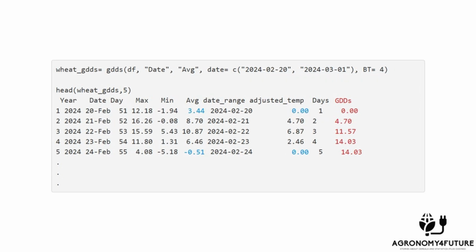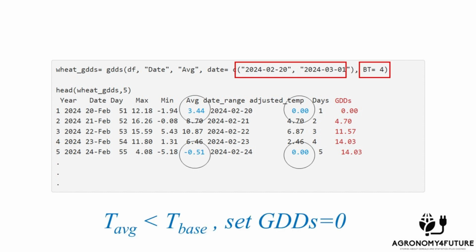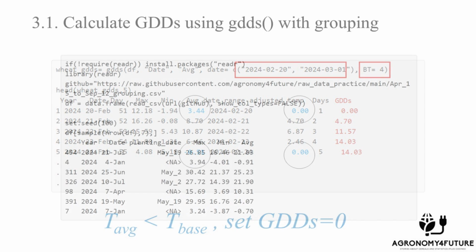To see this more clearly, let's calculate growing degree days in the wintertime. Suppose I'm growing winter wheat, and I want to calculate growing degree days for it from February 20th to March 1. If the temperature is less than 0, it is considered as 0. Additionally, if the temperature is less than the base temperature, it is also considered as 0.